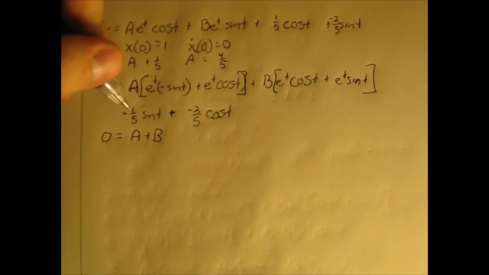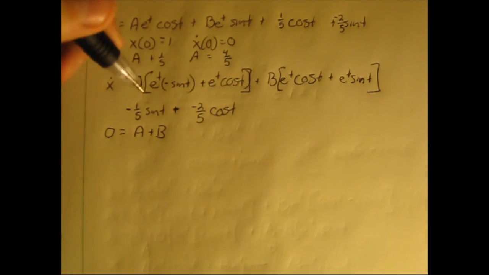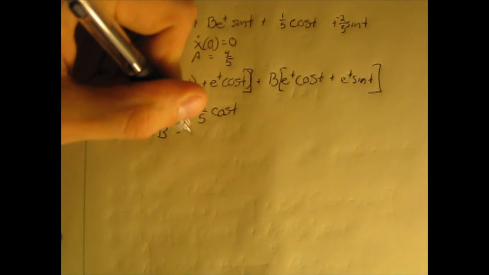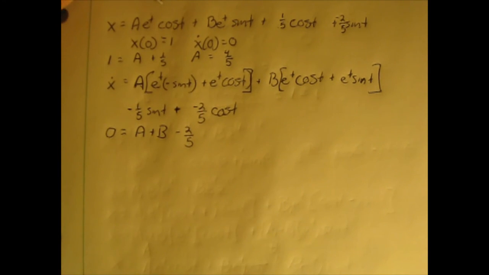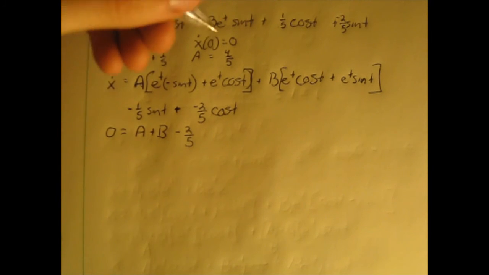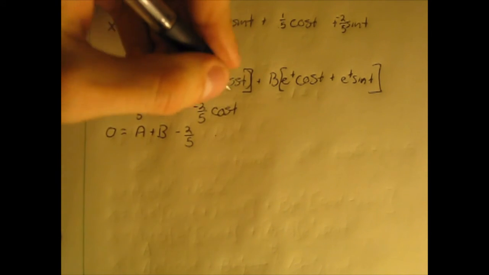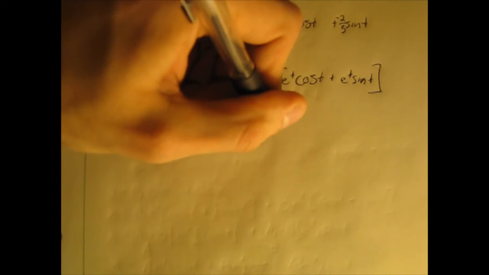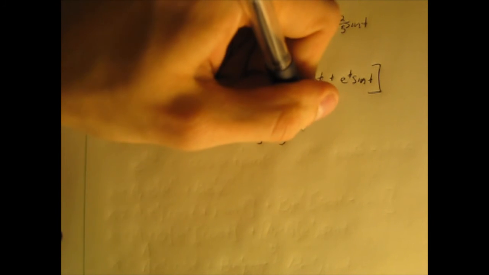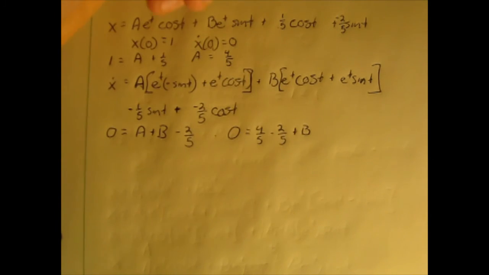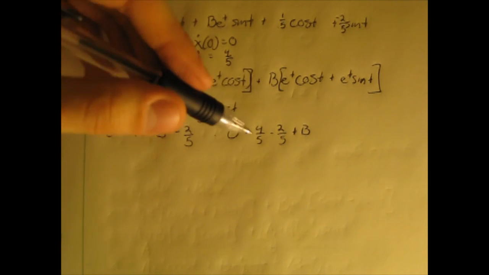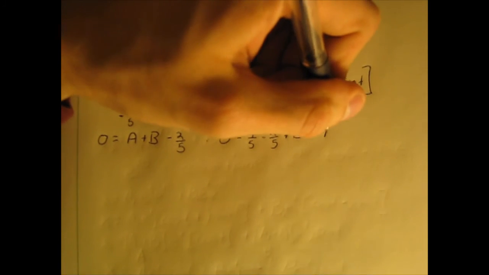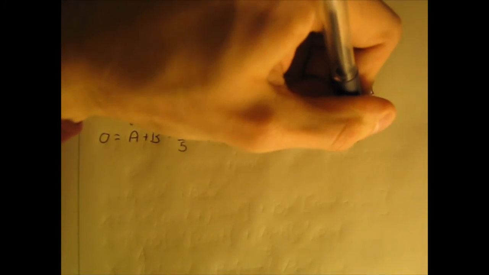Now simplifying pretty quickly. So now we have these two terms. This sine of t is going to go away because sine of 0 is 0. Now this cosine of 0 is 1, so we get minus 2/5. There we go. Now let's plug in what we found out for a. We knew that a is 4/5, so let's rewrite this. We know that 0 equals 4/5 minus 2/5 plus b. So let's just solve for b real quick. That's pretty easy. Let's subtract those. We get 2/5 and move it to the other side. That's negative 2/5. So we know that b equals negative 2/5.